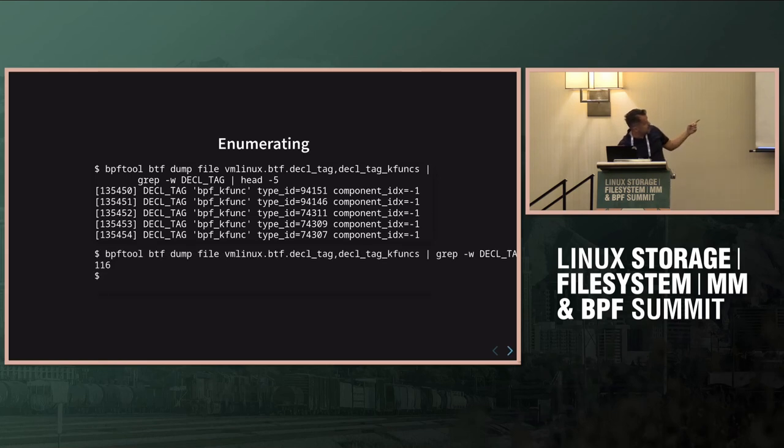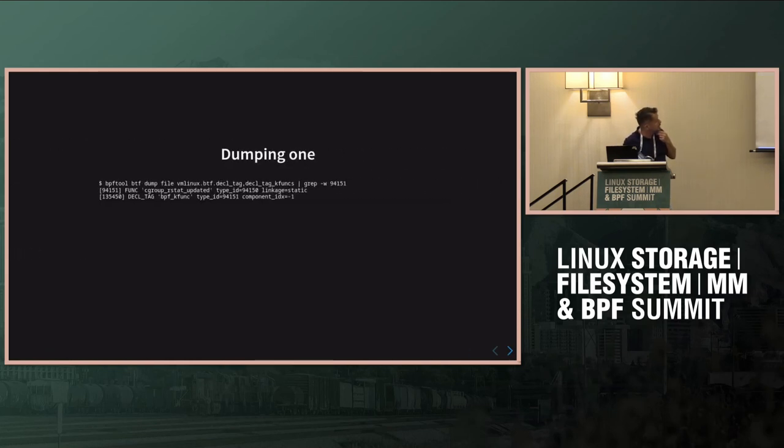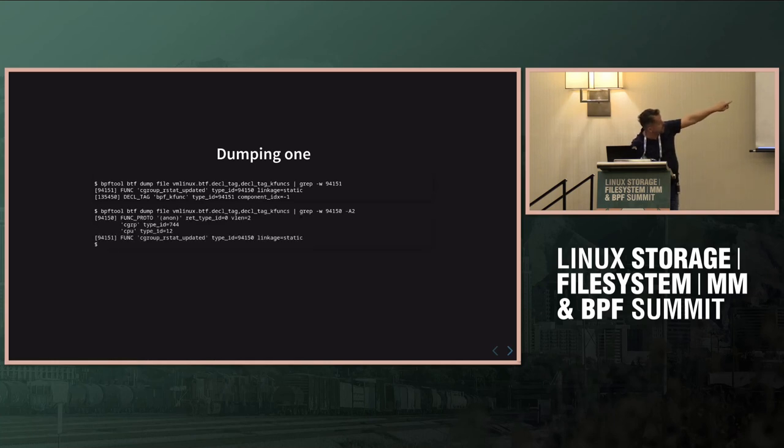If we look, in the kernel that I tested there are 116 kfuncs at the moment. And dumping one, you get this function cgroup_rstat_updated, which is a kfunc. And the decl tag points to the type ID 94151, which is that func cgroup_rstat_updated, that has a type, 94150, which is this function prototype with those arguments.